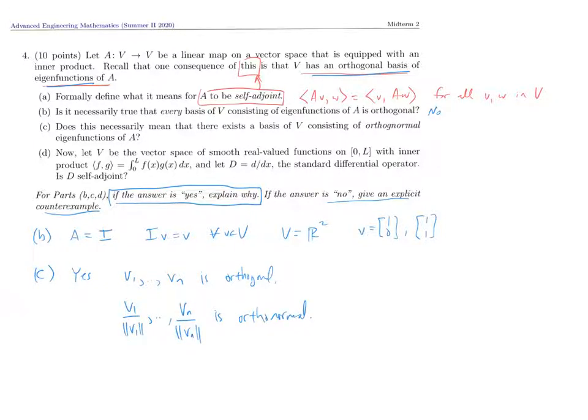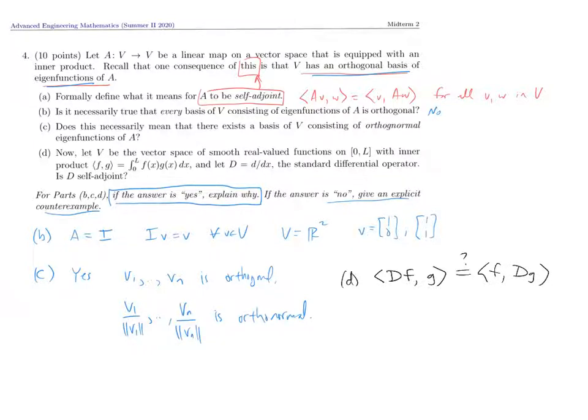And then finally, D, it doesn't matter what the assumption on A is. I give you an explicit linear map, and I say, is the standard differential operator self-adjoint? So if the answer is yes, then what does that mean? Well, I should say it this way. Is the inner product of the derivative of f and g equal to, yes or no, the inner product of f and the derivative of g?